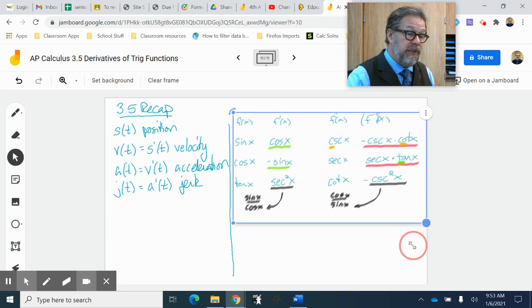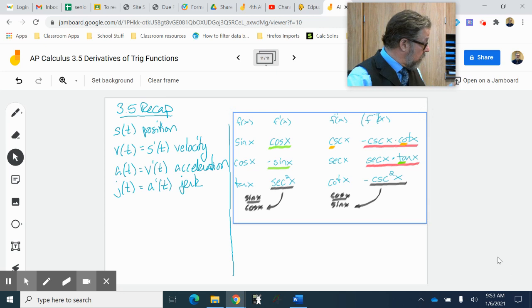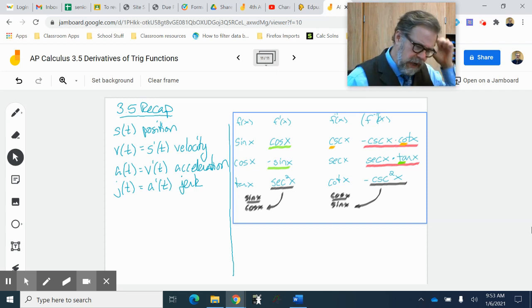This is video 7, that was video 5. So if you wanted to go back and take a look at that, if you're just coming in at the last second, you can pretty much derive every possible trig derivative from these 6, because these are the 6 basic functions and everything else is some kind of combination.